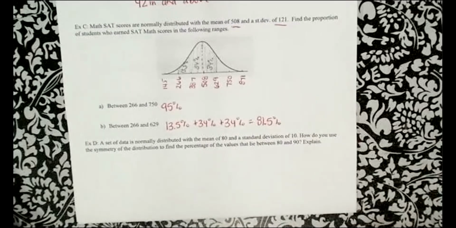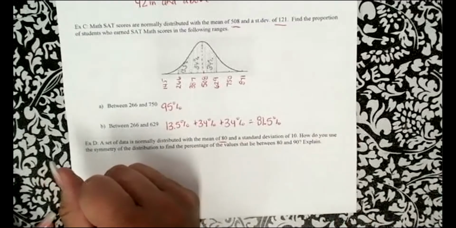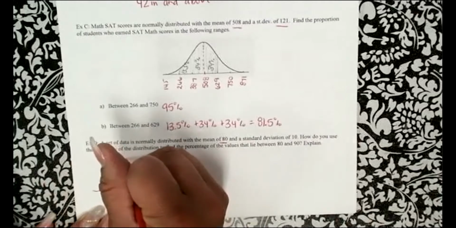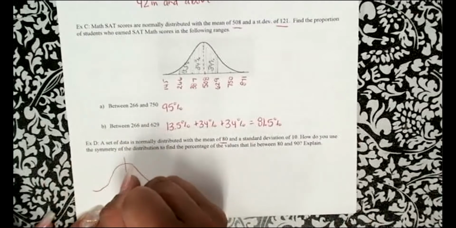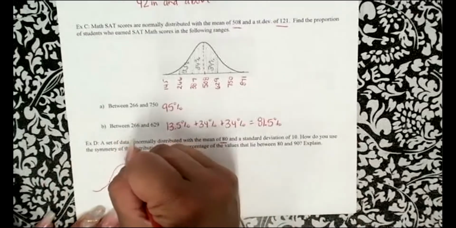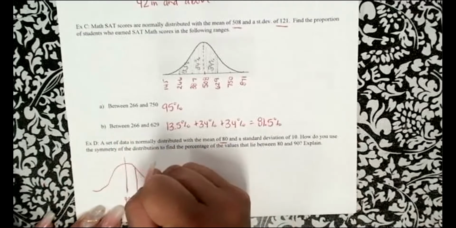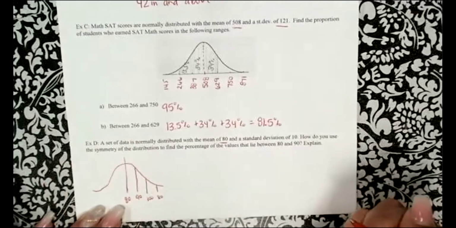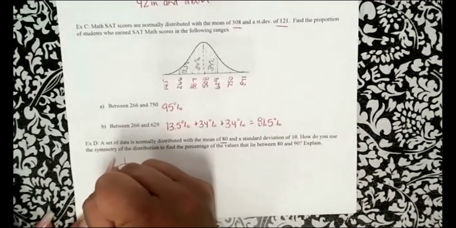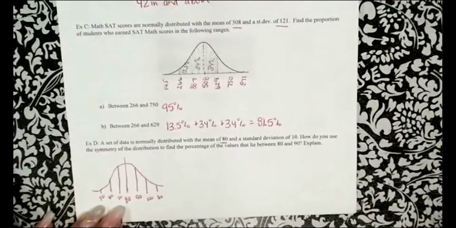Example D, a set of data is normally distributed with a mean of 80. So I'm going to go and draw this out. My mean is 80 and a standard deviation of 10. So this would be a 90, a 100, a 110, a 70, a 60, and a 50.